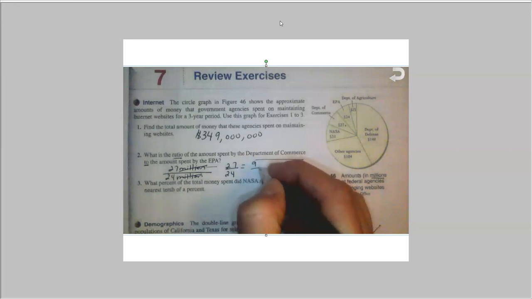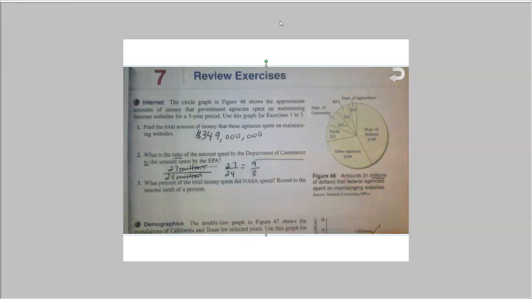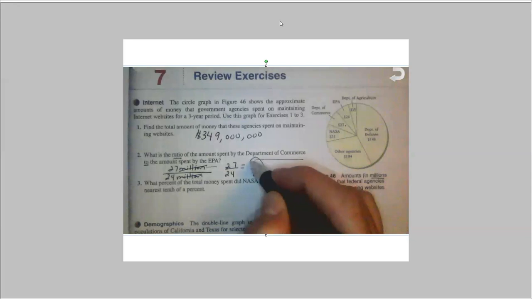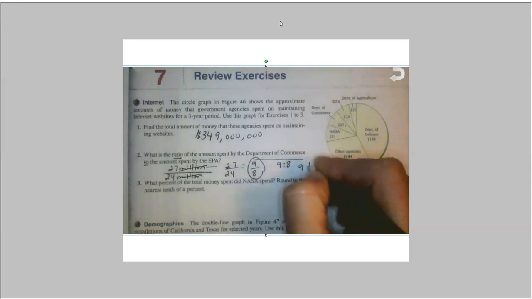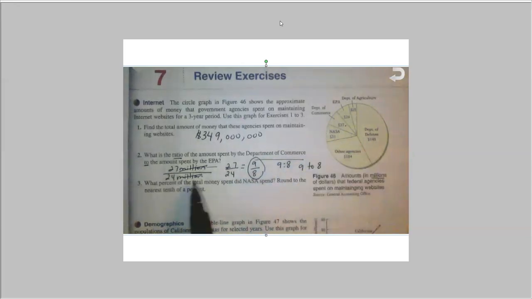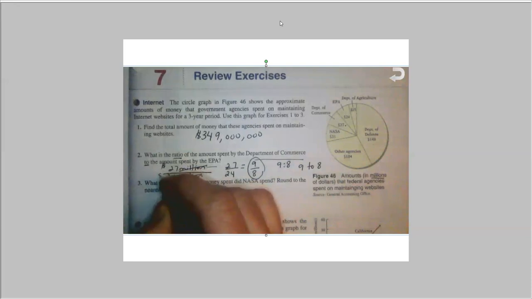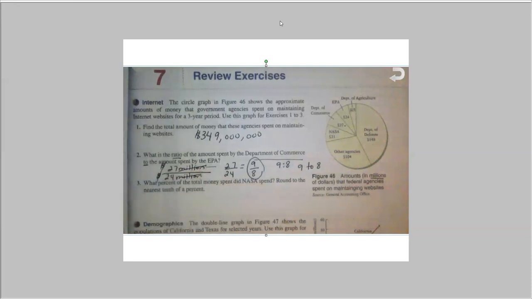So that would be 9 to 8. Okay, so this is the correct answer, 9 to 8. You can write that as a fraction, with a colon, or with the word "to." Notice not only did the millions cancel, but even the dollar signs, those labels, all reduced.